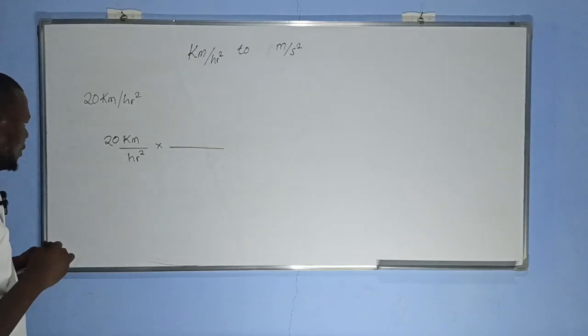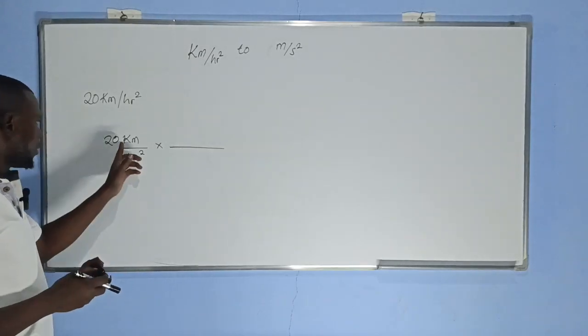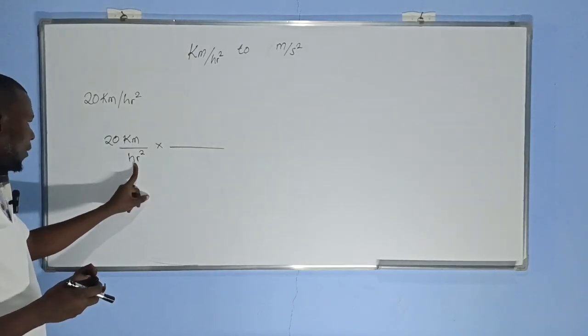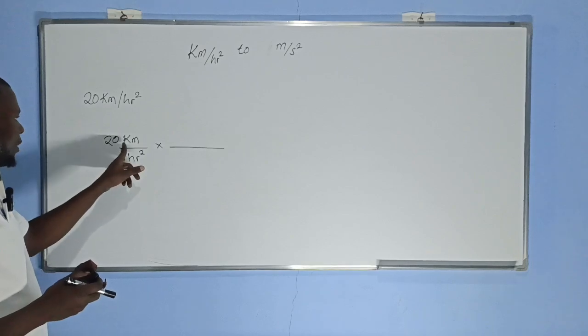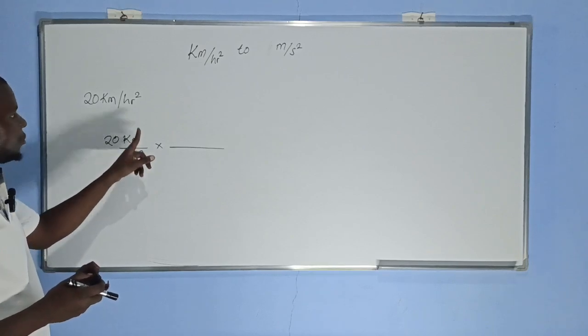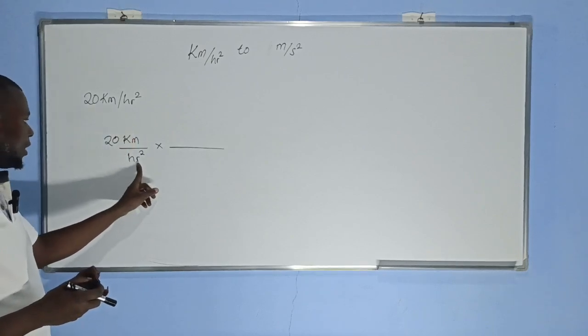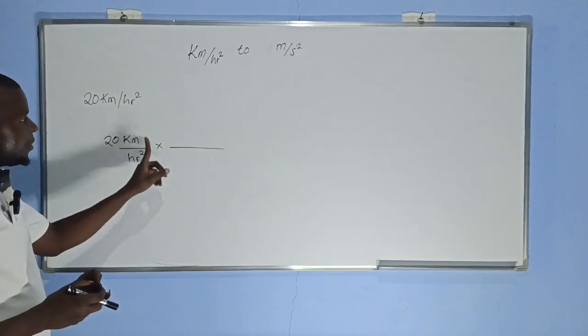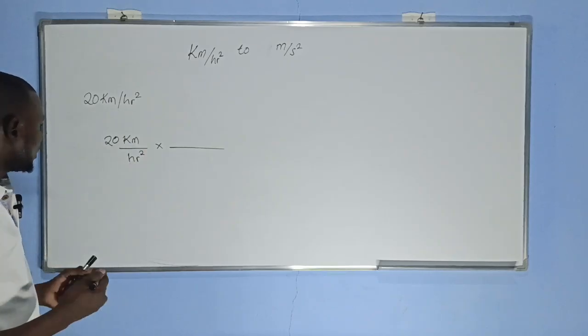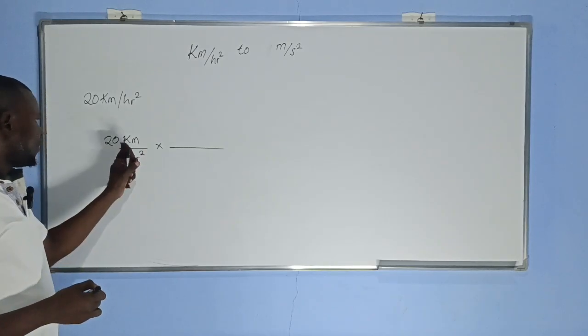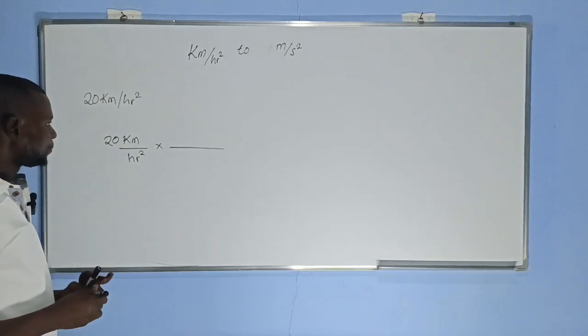Now again, you can see we have two units here. We have kilometers and we have square hour. It means we need to convert from kilometers to meters. We also need to convert from hours to seconds. So we need to take them individually. Let's start by converting kilometers to meters.